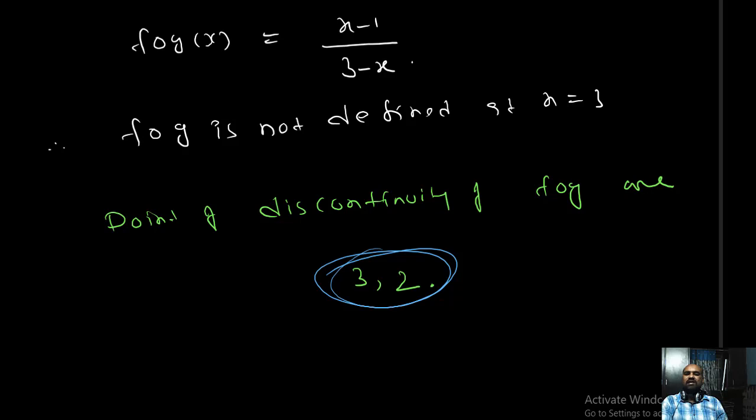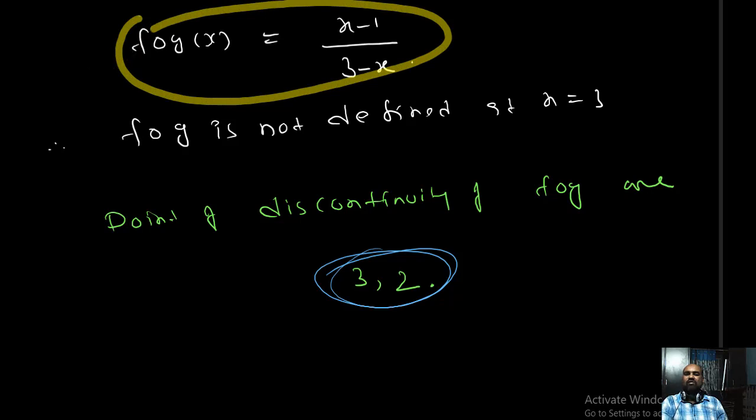After finding g circle f, some students will make mistakes. After finding g circle f, what will they conclude? That f circle g of x is only discontinuous at x equal to 3. Not that. First of all, you want to find at what points f circle g of x is discontinuous. After that, at what points g of x is discontinuous. Find all of those to get the discontinuity of f circle g of x.